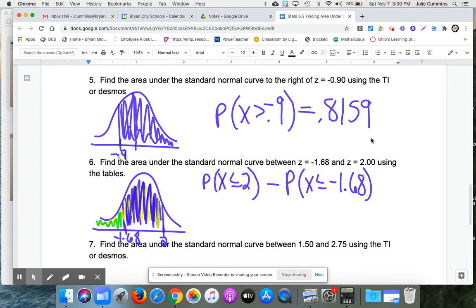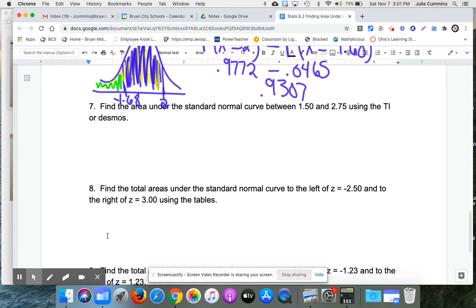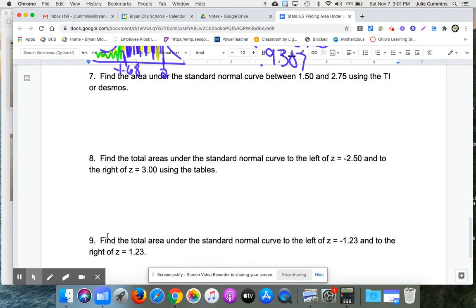So now we'll come back here, write those down. Hopefully you already wrote those down. So 0.9772 minus 0.0465. And that's going to give us our area in between the two curves, 0.9307. All right, now we can do the same type of problem using the calculator, and you'll see it's much easier than using the tables.